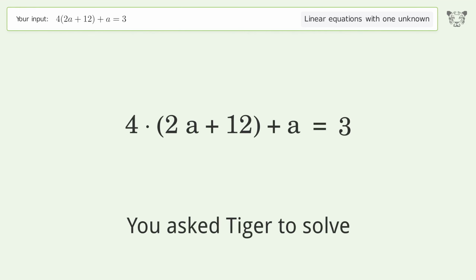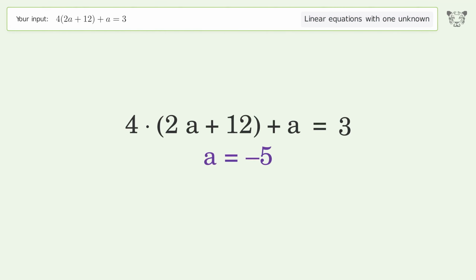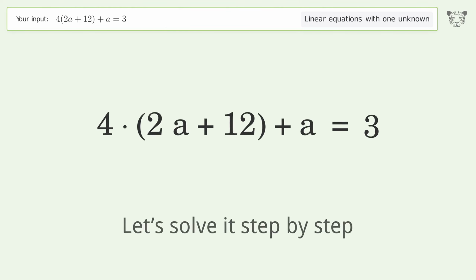You ask Tiger to solve this. It deals with linear equations with one unknown. The final result is a equals -5. Let's solve it step by step.